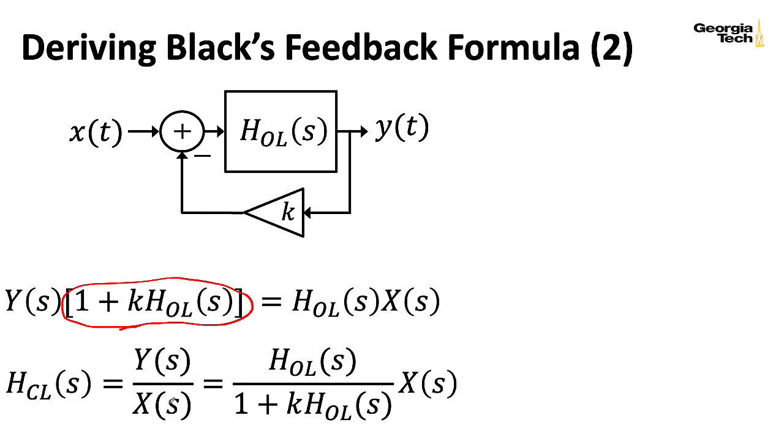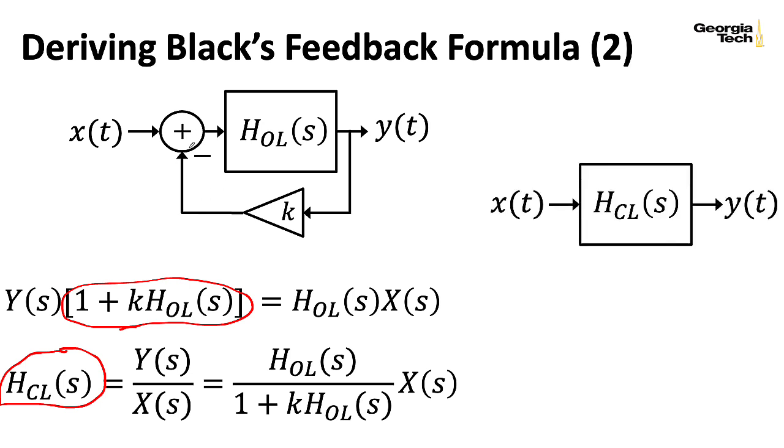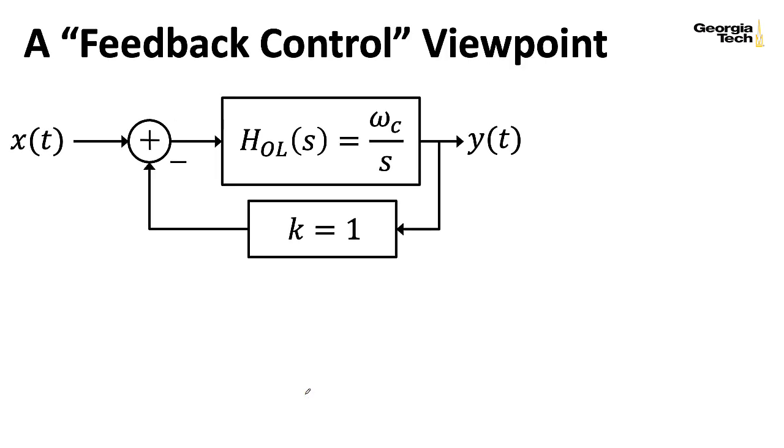And this Y over X, I can think of as a new transfer function of the closed loop system. CL stands for closed loop. And I can take this entire feedback configuration and replace it with a simple new system given by this particular formula. So notice the open loop transfer function appears in both the numerator and the denominator, but the feedback gain here only shows up in the denominator. So that's a general formula.